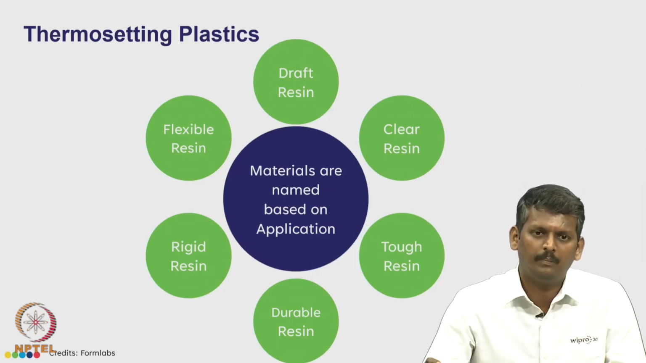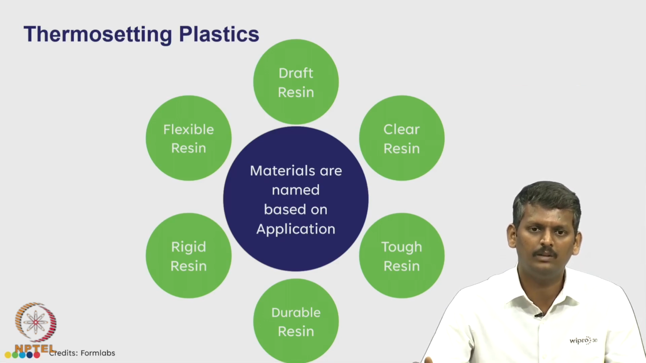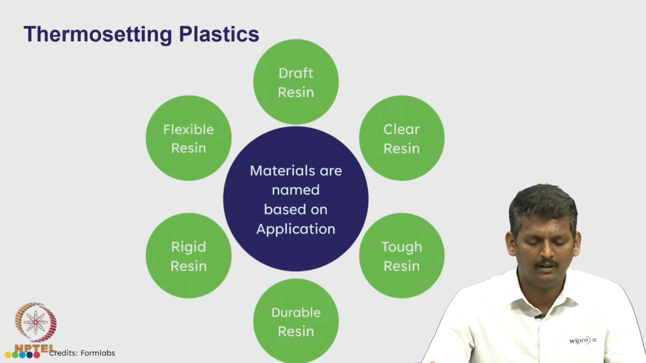Now coming to the final raw materials which are available, they are not based upon the chemical name as we have seen in thermoplastic materials. Here it is like the application name, like draft resin, clear resin, tough resin, durable resin, rigid resin and flexible resin. This is how the material manufacturers name the resin, because there is no particular proportion available for making the resin, and it is also very proprietary, and they maintain it as a trade secret within themselves.